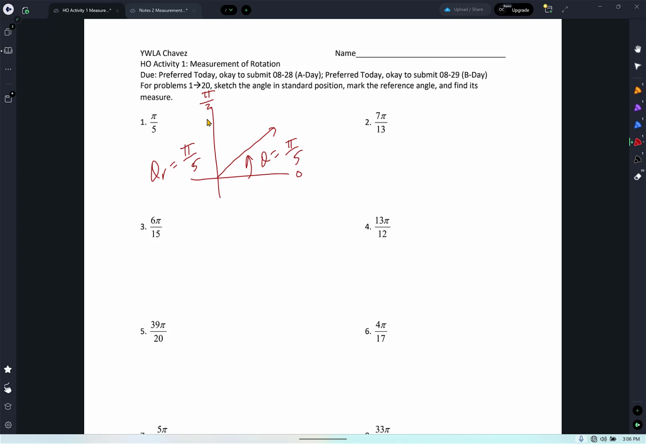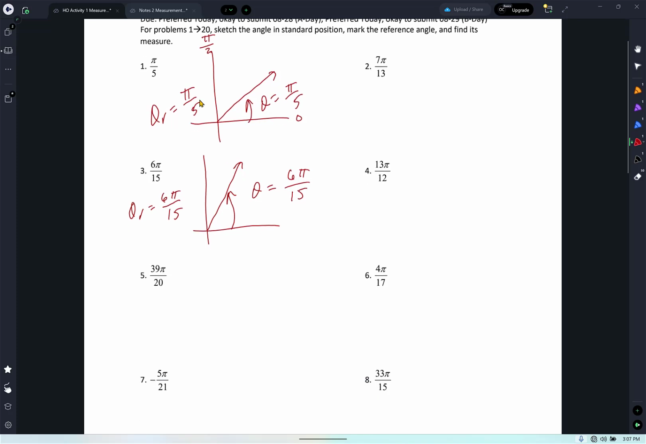Okay. Go to number 3, because I'm going to do all the odd ones. This is 6 pi over 15. Is 6 pi over 15 more than half a pi? Oh, it is? Yeah, 6 over 12 would have been half. Since the denominator is a 15, this is less than half a pi, guys. Because you're in quadrant 1, you're already acute. If you're in quadrant 1, that's already the reference angle. That's 6 pi over 15. The reference is, again, 6 pi over 15. Are we okay? All right. Well, I guess, yeah, find its measure. We're finding the reference angle measure.